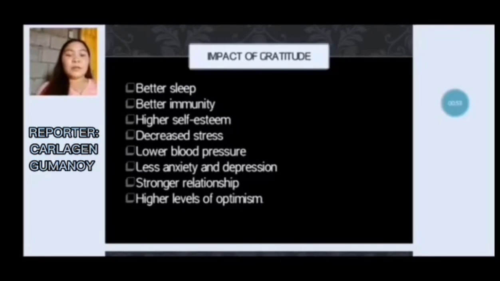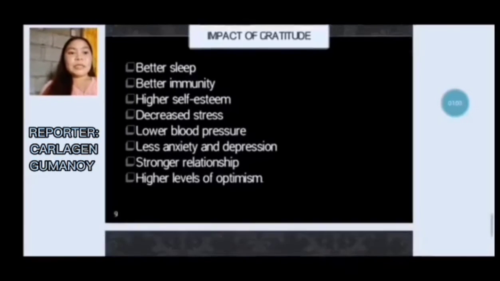Lastly is higher levels of optimism. And that's all.